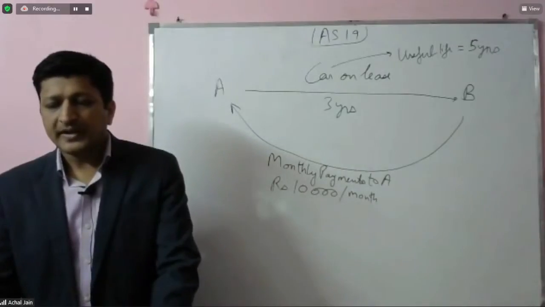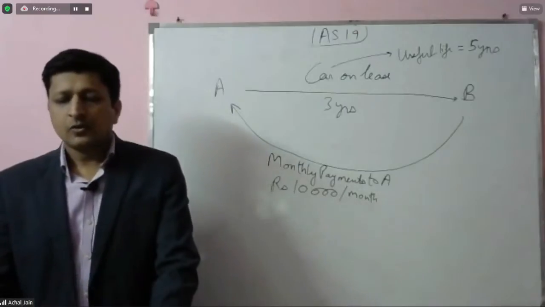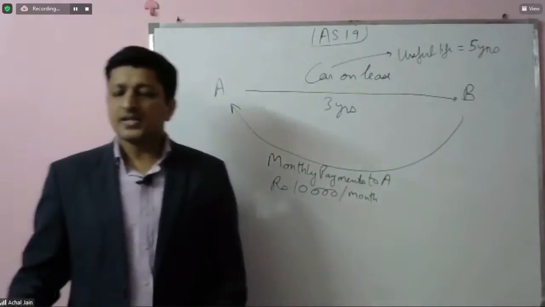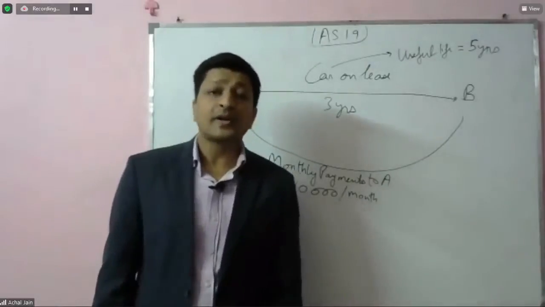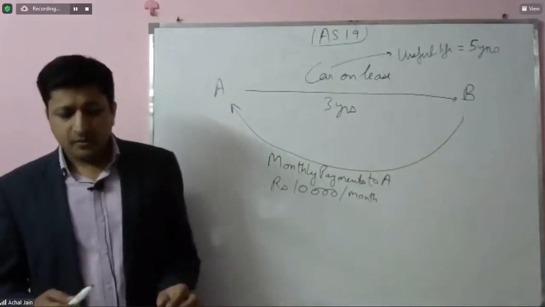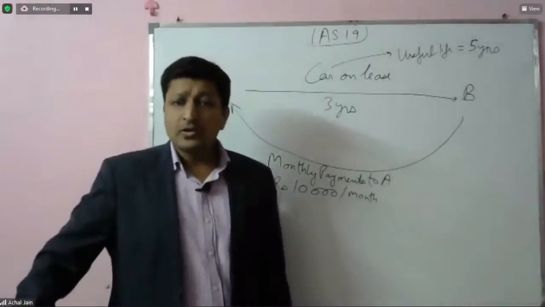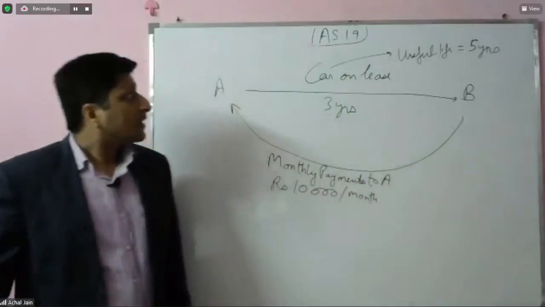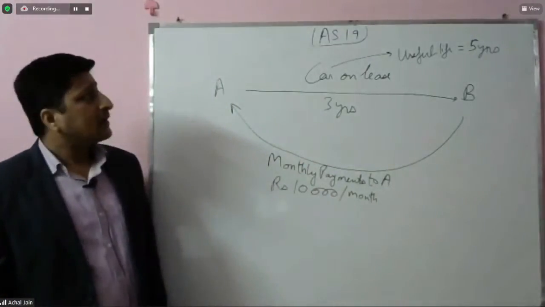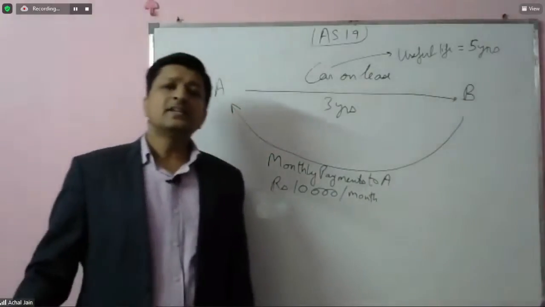Srisha is saying operating lease. Atul is saying operating lease. Kushi is saying operating lease. Sanjay, Sushi, they are all saying it's an operating lease. Okay. That's very good. It's an operating lease. Why? Very simply, because the life of the car is much more than the lease term.